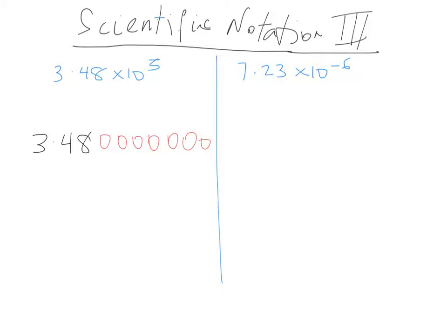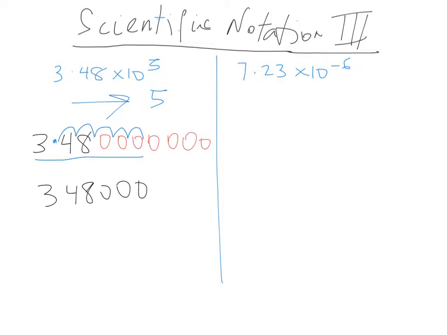And then from there, I'm going to take this decimal point and move it to the right 5 places. So I'm going to go 1, 2, 3, 4, 5. And I am left with that as my answer: 3, 4, 8, 0, 0, 0. That's what that has converted to. We don't have to put 0.0, it's just that there. 348,000 is what we've got there.